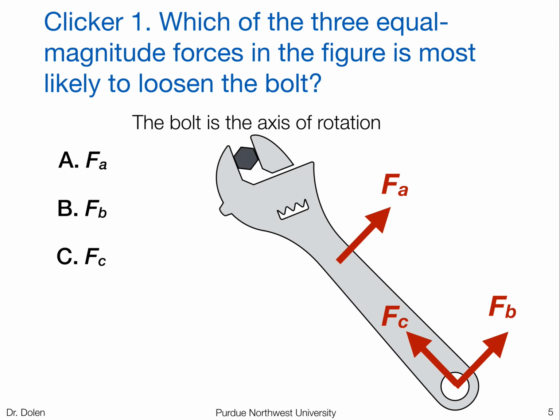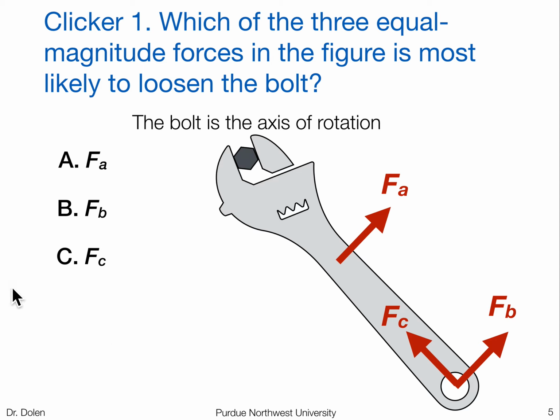Here we're trying to turn this bolt. Maybe it's a stuck bolt. And we put a wrench on the bolt and we try to turn it, and we apply a force at point A in this direction and see what happens. Apply a force at point B in this direction and see what happens. Apply a force at point C here in this direction and see what happens. And they're all the same magnitude force. Say they're all 20 newtons. Which of these forces is most likely to cause that bolt to rotate? So pause the video, take a moment to think about it, and then I'll move on to the next slide right now.